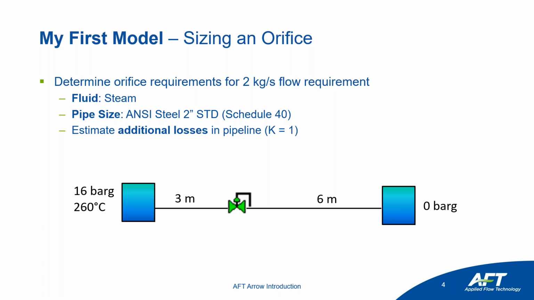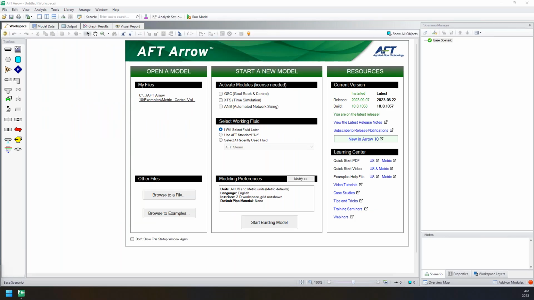So let's jump into the software, and then we'll come back to the presentation to kind of outline where we're going to be building the model and how that process works. So when you first open Arrow, you're greeted by the startup window. Over here on the left, you can open existing models that were previously opened or are example files. You can activate modules, select your fluid, or if you're looking to learn more about the software, we have a collection of resources here on the right. Again, we'll go into these resources in more detail towards the end of the webinar.